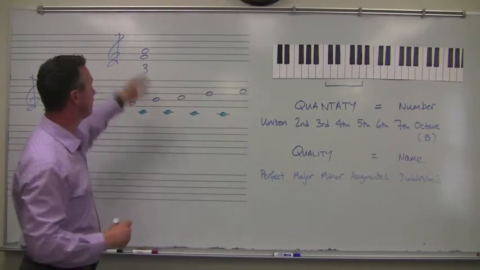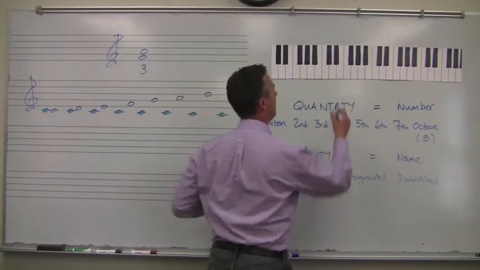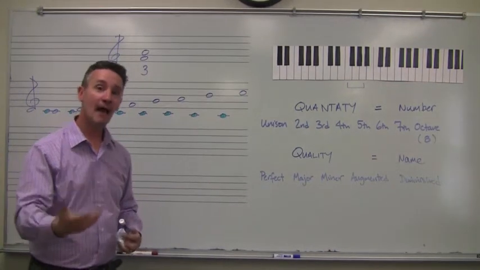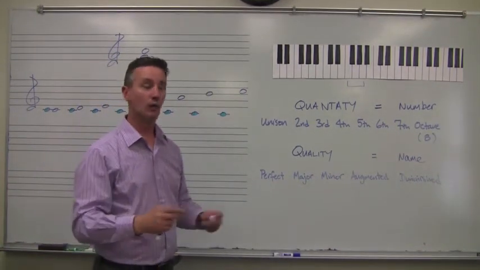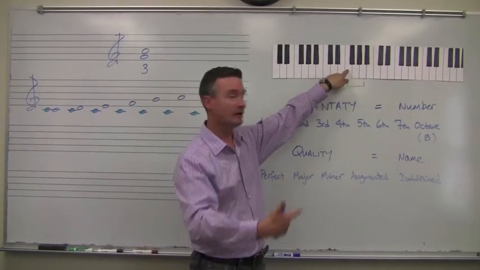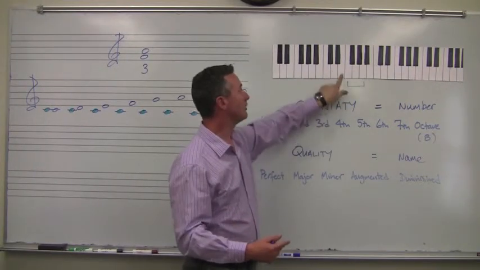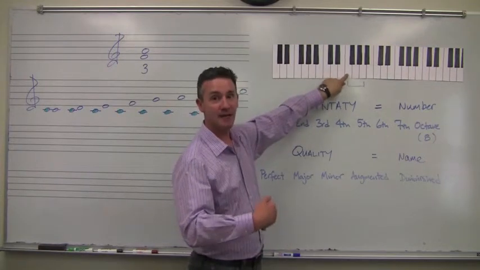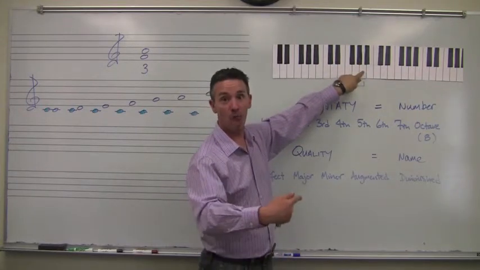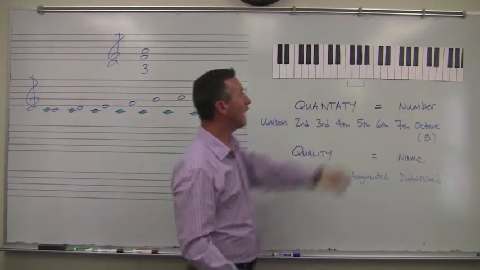However, if I look at that interval, that's the interval from F to A, how many half steps are involved in that interval? Well, if I'm going to count half steps, I start on the note F and I count the half steps as I cover them. 1, 2, 3, 4. Everyone see how I did that? I started on the note F and I counted the half steps as I covered them. 1, 2, 3, 4. I obviously stop when I get to the top note of the interval, that note being A. So there are 4 half steps.